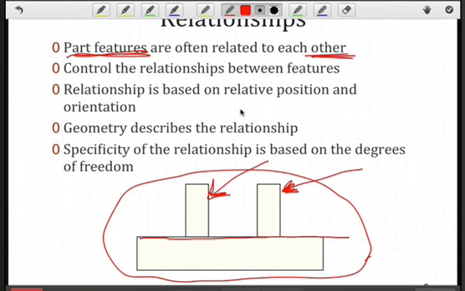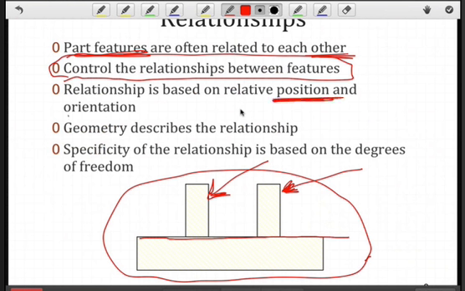And so what we need to do is control this relationship between the features if we're going to produce a part that is interchangeable and meets the design specifications. The relationship is going to be based on some type of position and/or orientation. And note that it's a relative position. We need some coordinate system to be able to talk about position or orientation. And the geometry is going to help us describe this relationship.